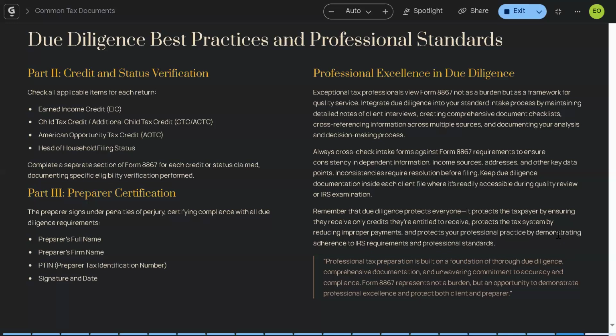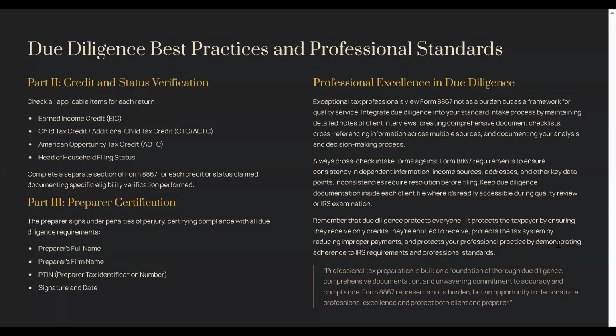Due diligence best practices and professional standards: credit and status verification. Again, I cannot drill this home enough: make sure that we actually have the documentation for all of the credits that we are giving any taxpayer. Preparer certification: the preparer signs under penalties of perjury, certifying compliance with all due diligence requirements. So the preparer's full name, the preparer's firm, PTIN, signature, and date will be on all tax returns completed by the tax professional.